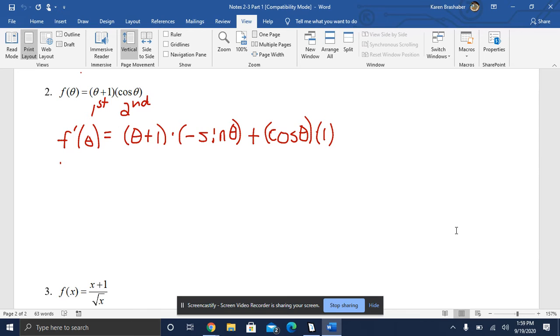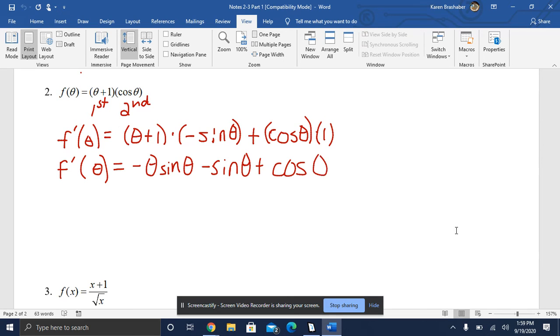And you really don't have a lot of simplifying to do, just a little bit. We can distribute the negative sine of theta. So that would be negative theta times the sine of theta, and then negative sine of theta times 1. And then we can take 1 times the cosine of theta and just have cosine of theta. And that actually is as simplified as we can go on this one.